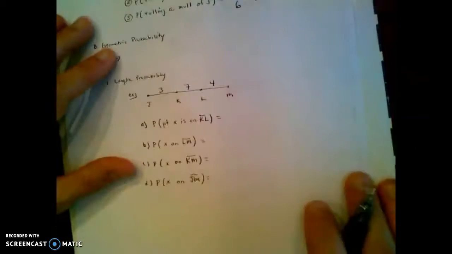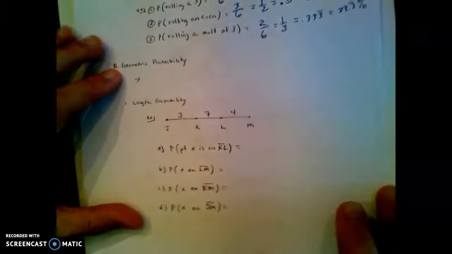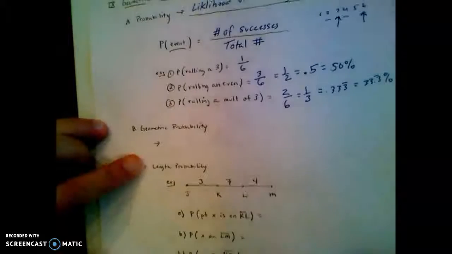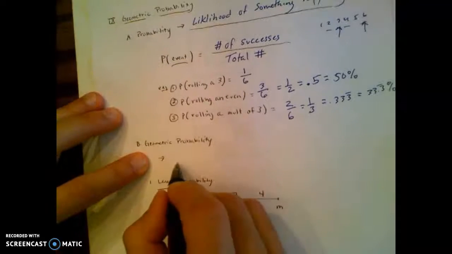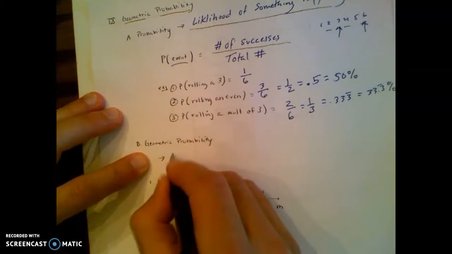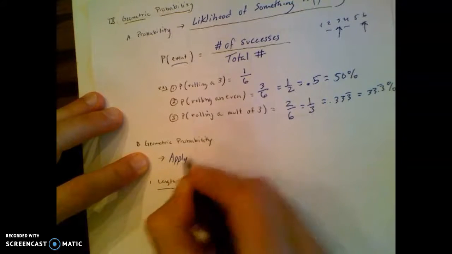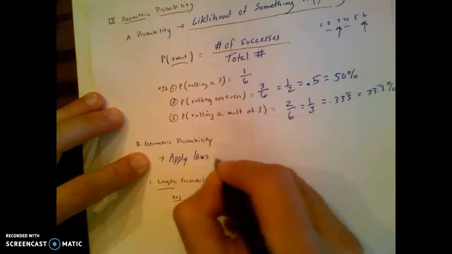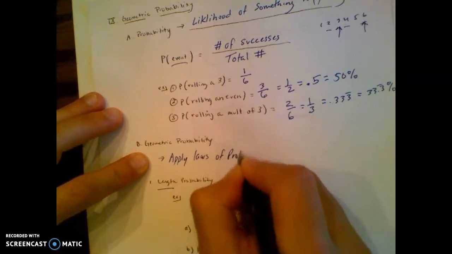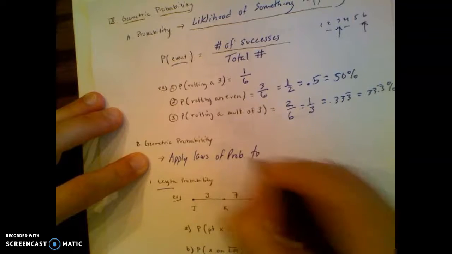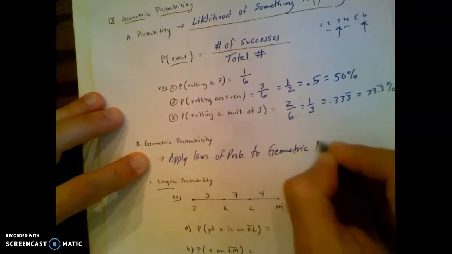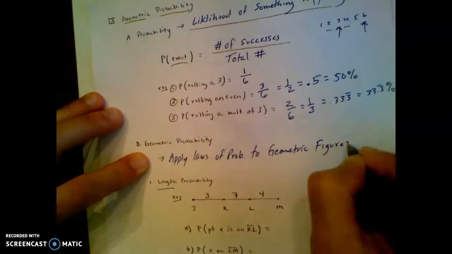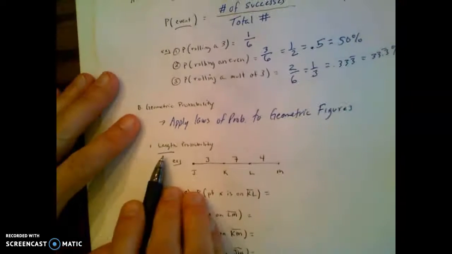All right, we're going to apply it to geometry. You're going to see it in 2 ways with geometry. You can do it with length. So geometric probability, here you should say applying laws of probability to geometric figures. So the first kind you're going to see is length.